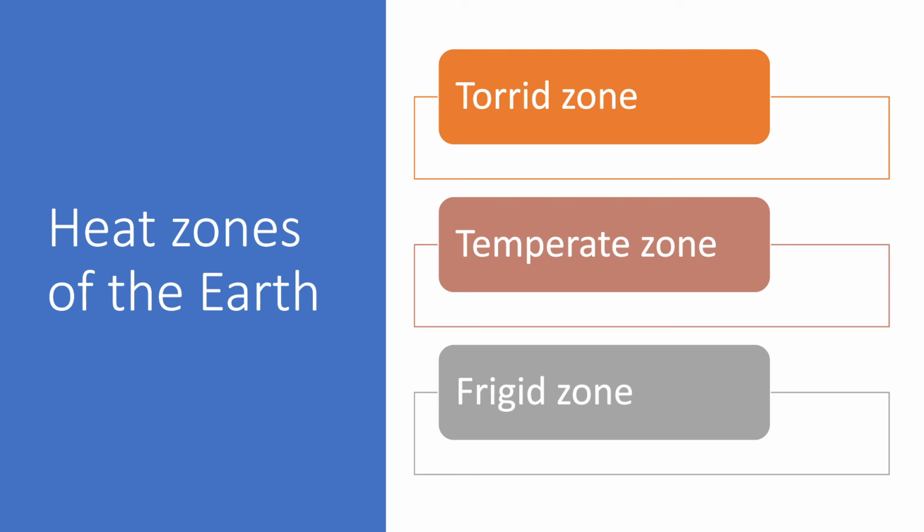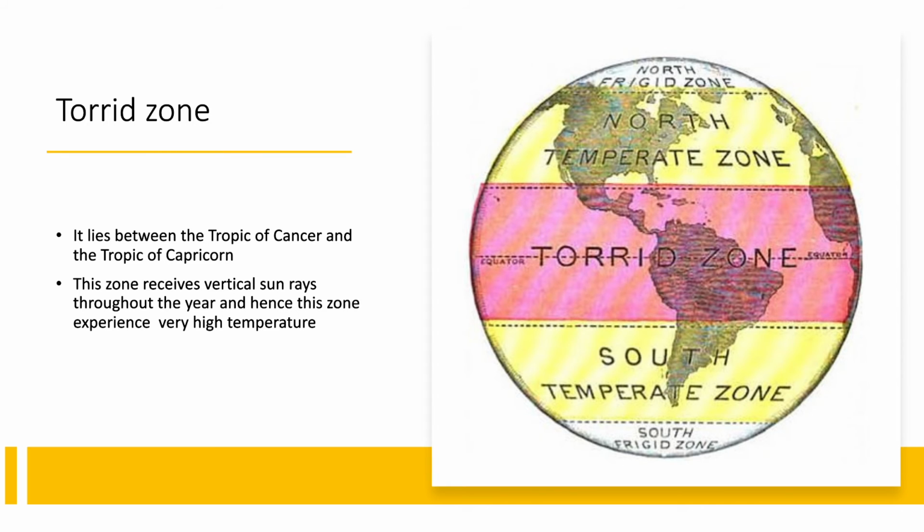Next, to begin with, are the heat zones of the Earth. As you can see, there are three main heat zones: torrid zone, temperate zone, frigid zone. We are going to discuss one by one. To begin with, the torrid zone. This is the torrid zone. It lies between the Tropic of Cancer and the Tropic of Capricorn.